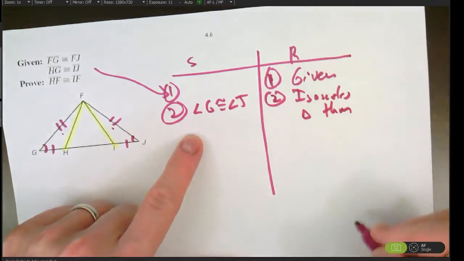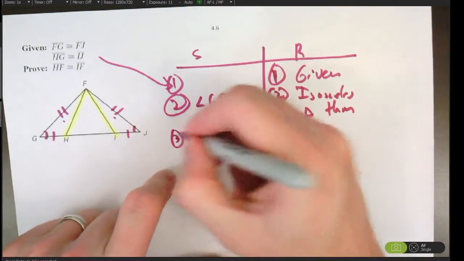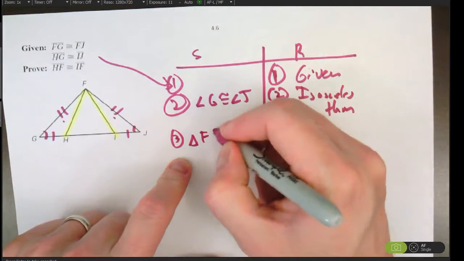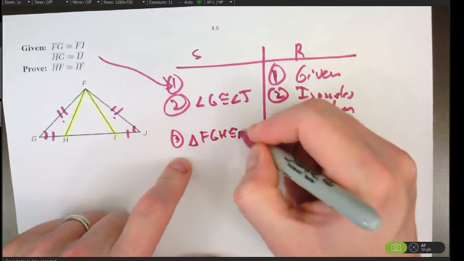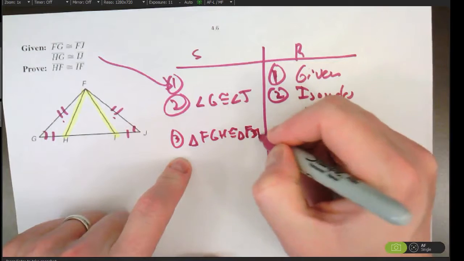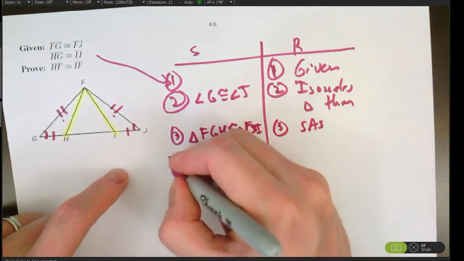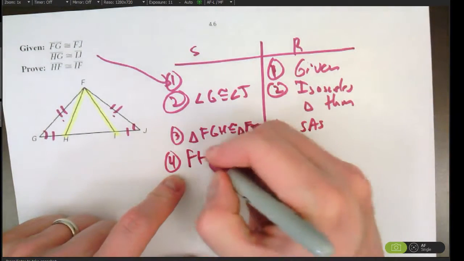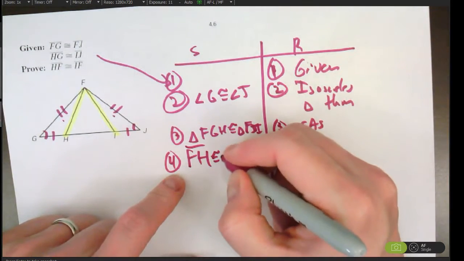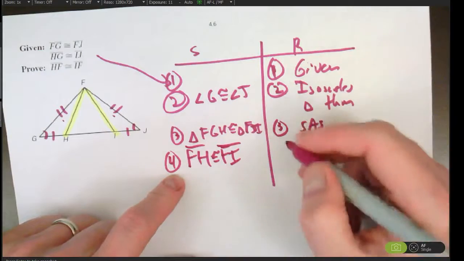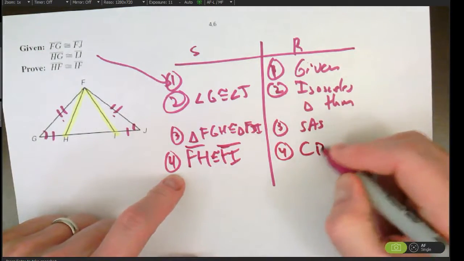Okay. Then step 3 is that triangle FGH is congruent to triangle FJI by side angle side. And step 4 is that FH has to be congruent to FI by CPCTC.